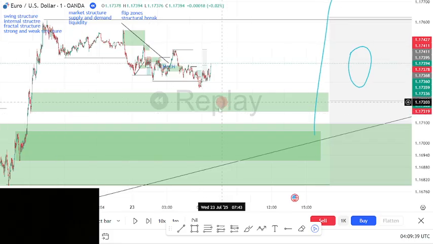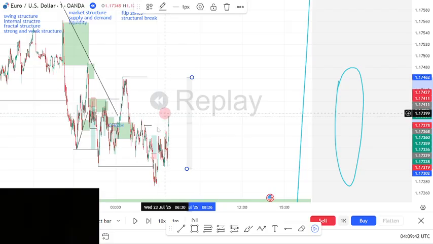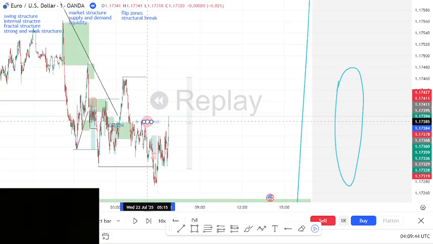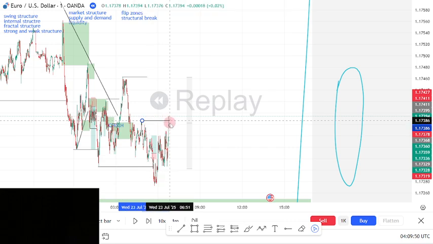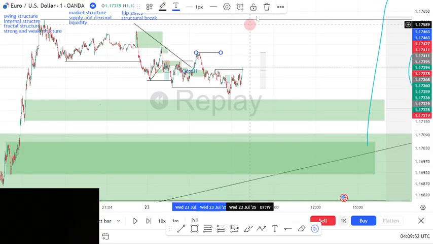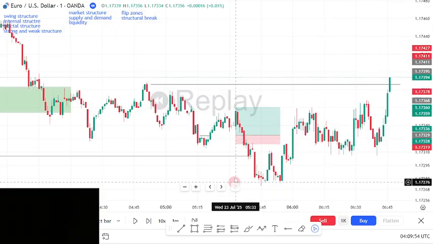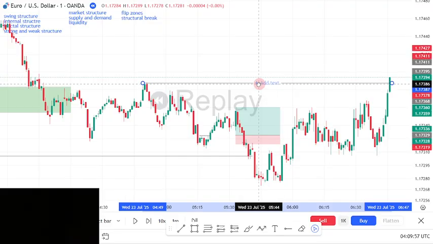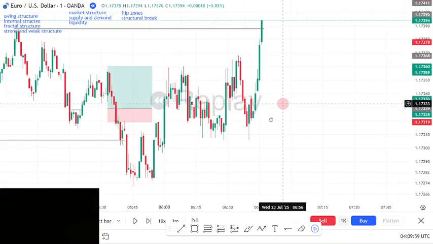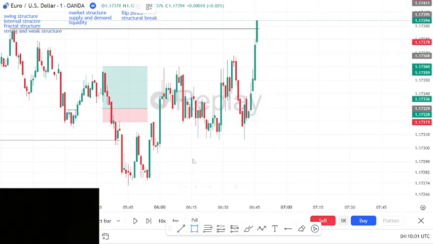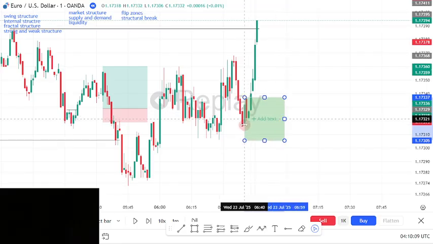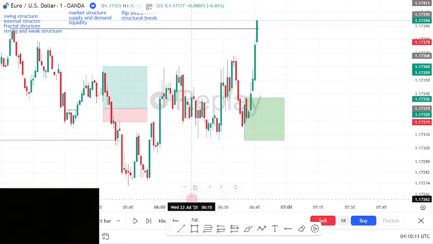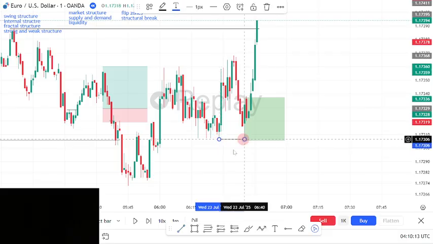Okay, so this one price didn't tap into the EQ low, but we've switched bullish. Yeah, price didn't tap into the EQ, and we've switched bullish. We have liquidity that was swept. This structure swept liquidity.